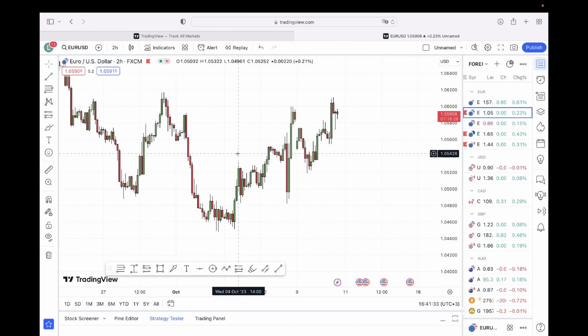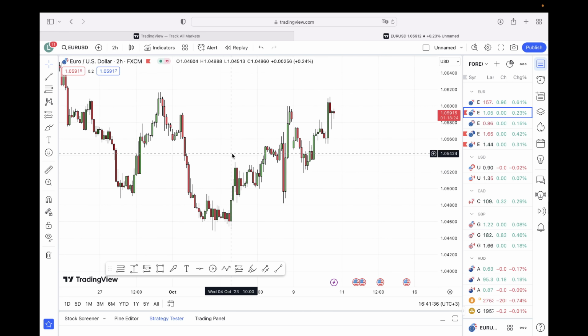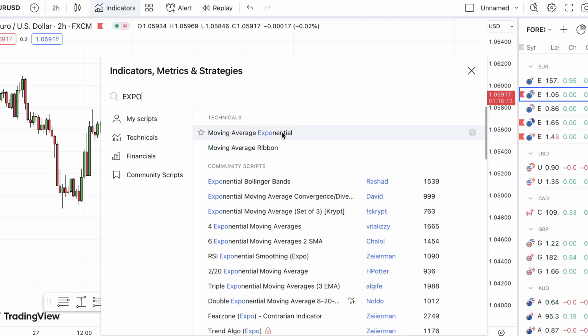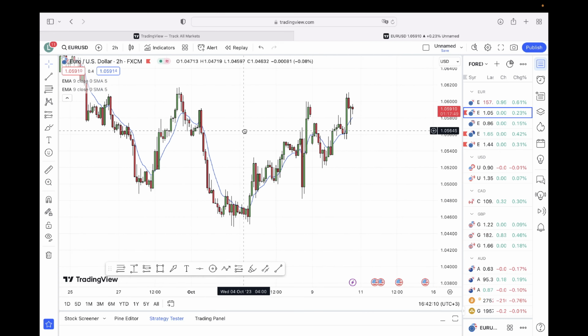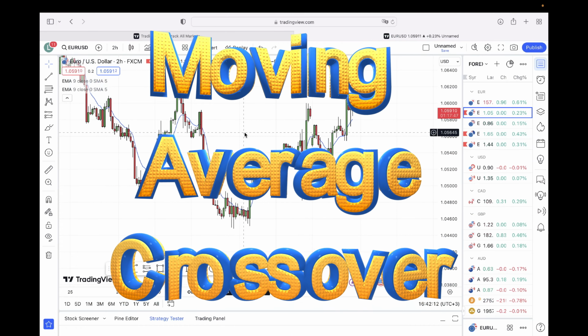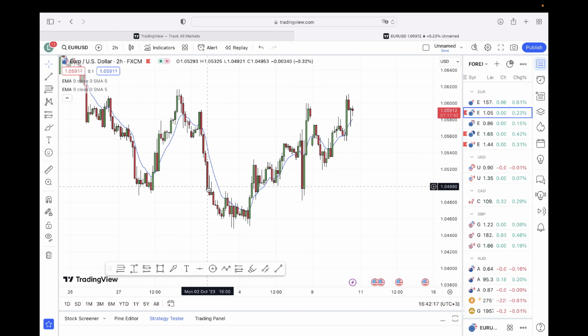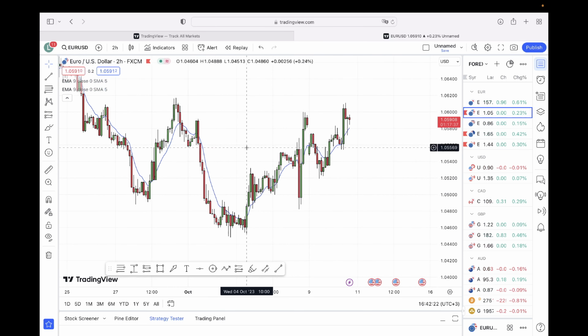As I've told you before, this strategy revolves around one particular indicator, and that indicator is called the exponential moving average. So let's go to indicators, let's write exponential moving average, and for this strategy we actually need two exponential moving average lines, and this particular strategy is called the exponential moving average crossover. So that means that we will have two different EMA lines, and when they cross, they will give us an indication where to open buy or sell positions and where the momentum is going.